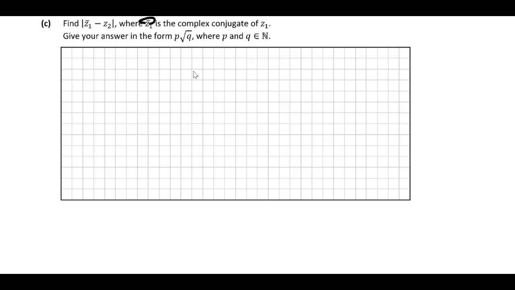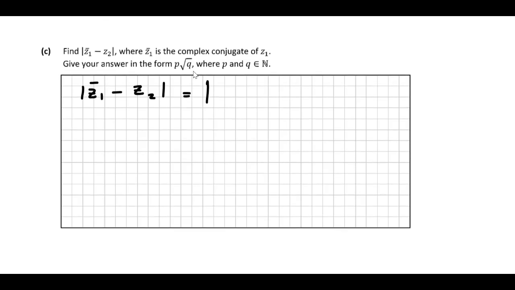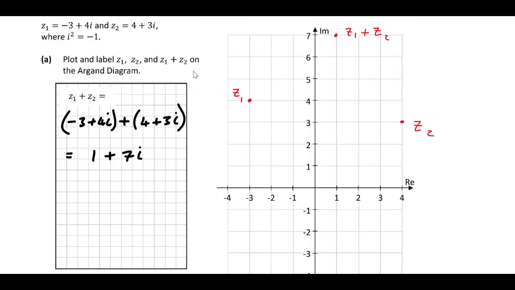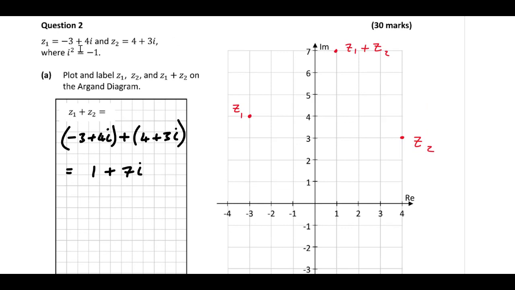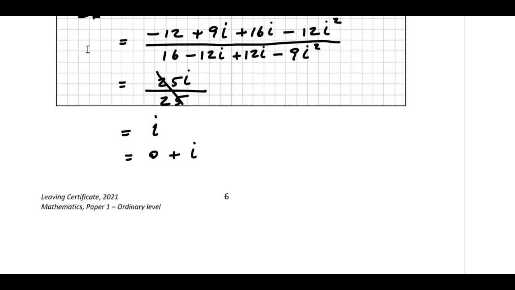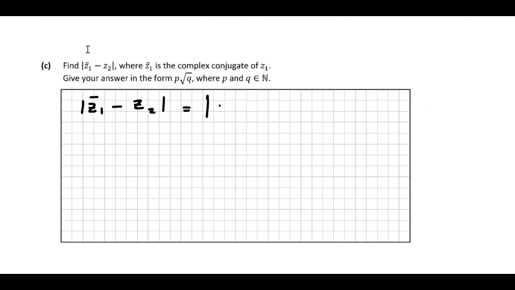The little bar on the top of the Z1 just means the conjugate. So what we've got to do is the conjugate of Z1, and we've got to subtract Z2, and then find the modulus of our answer. So let's write all that out. Let's have a look at what Z1 was again. Z1 up here is minus 3 plus 4i, so we want minus 3 minus 4i. That's our conjugate.